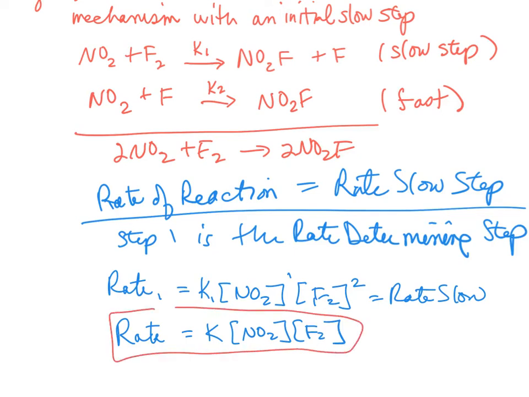So this is the easy one. You can find that slow step and say that has to be equal to the rate of the reaction, and then write it out. Now, is this consistent with the fact that from experiment it's a second order reaction? Yes, it is. So this is an acceptable mechanism.